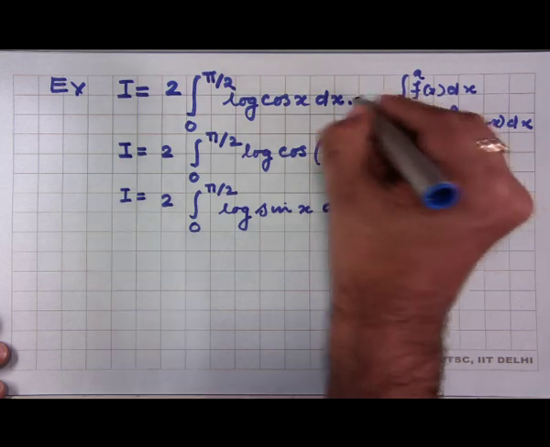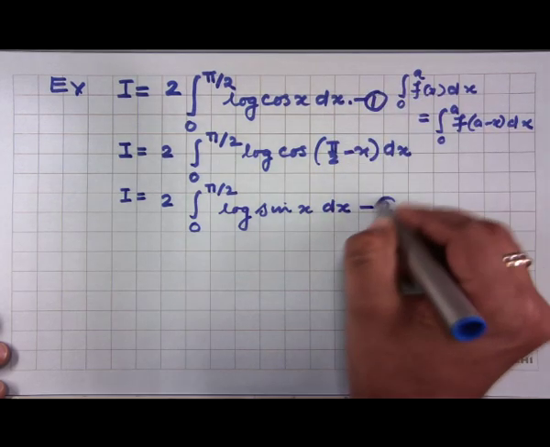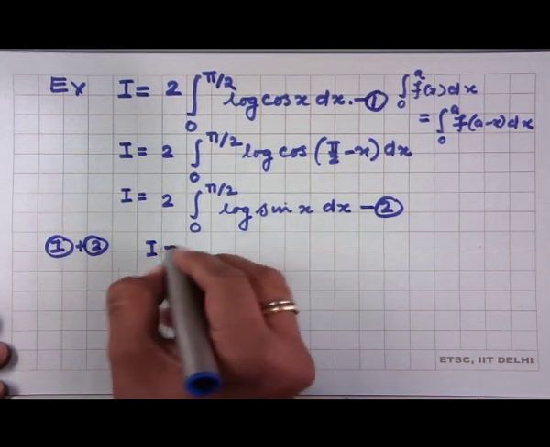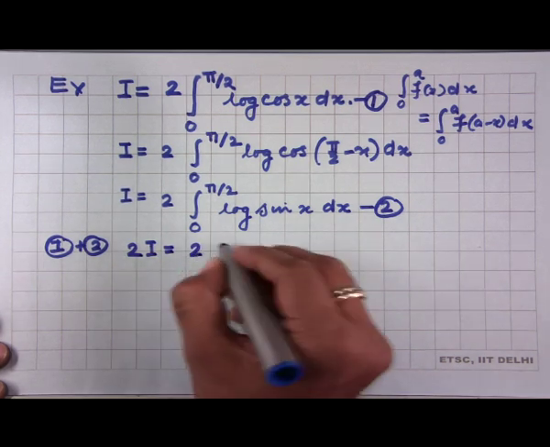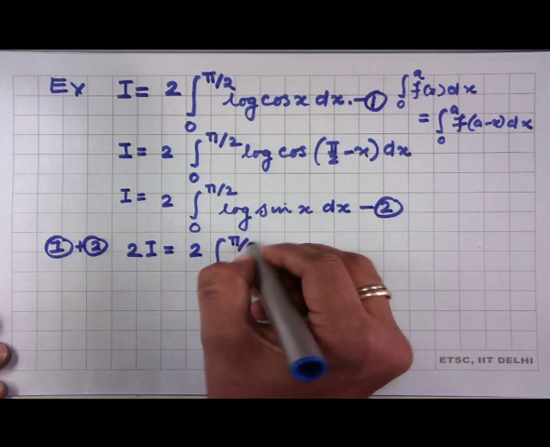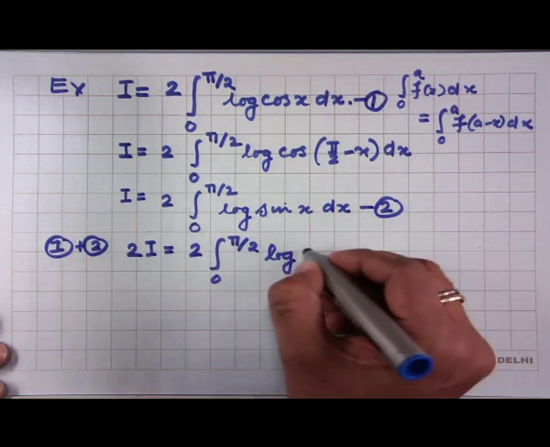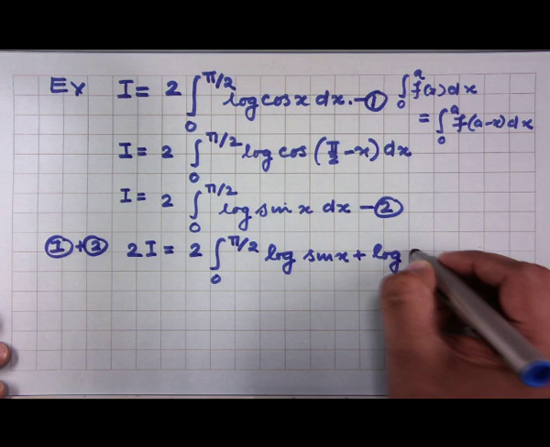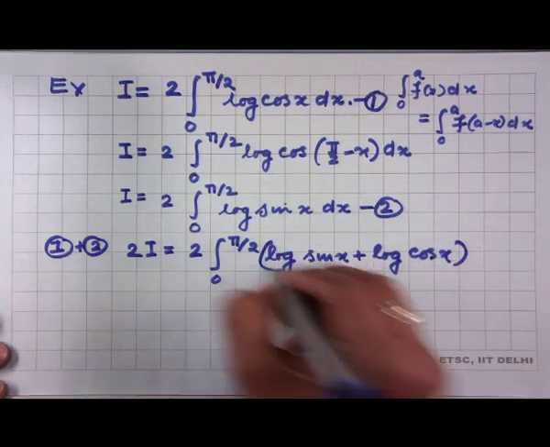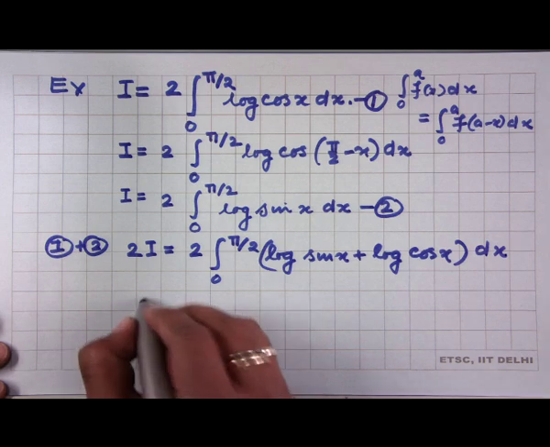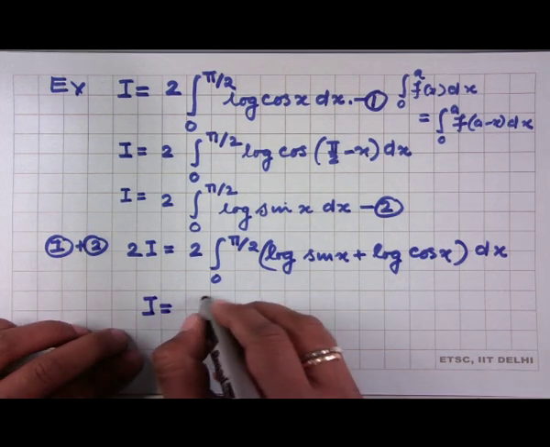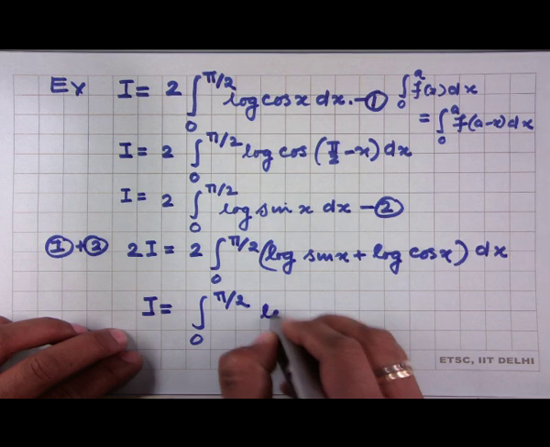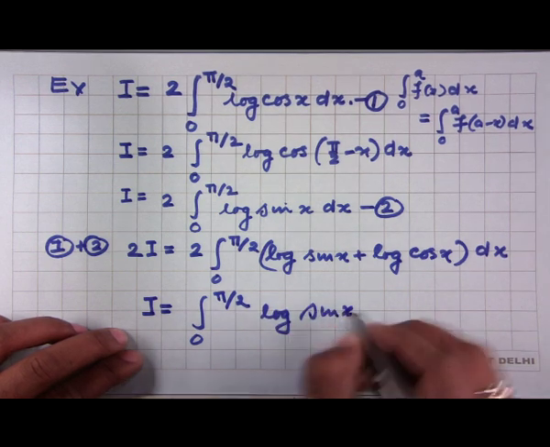Now, we add 1 and 2 and we get that 2I is equal to 2 times integral 0 to pi by 2 of log of sin x plus log of cos x dx. So, this I is equal to integral 0 to pi by 2 log of sin x cos x dx.